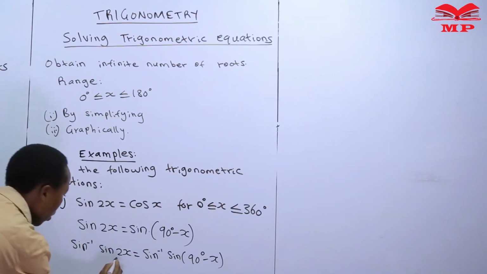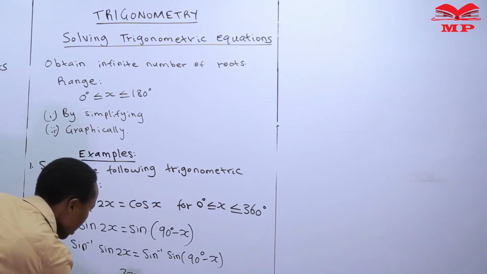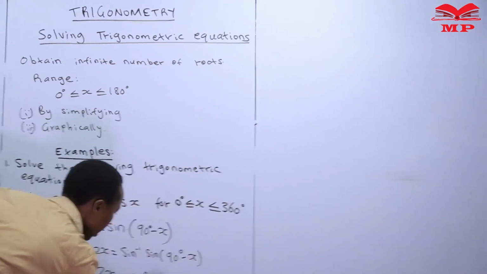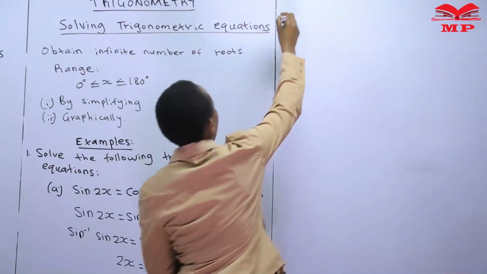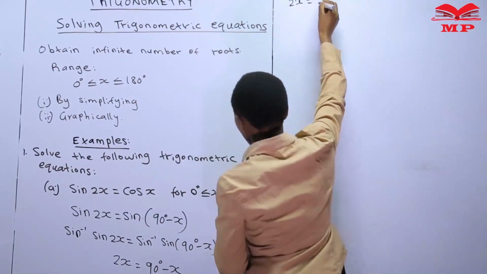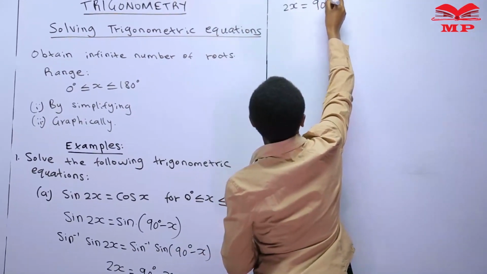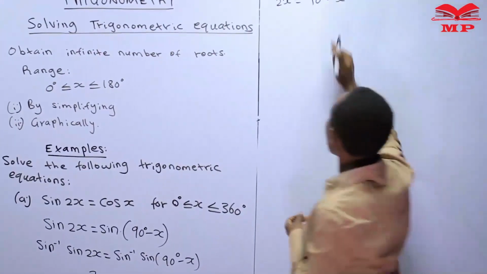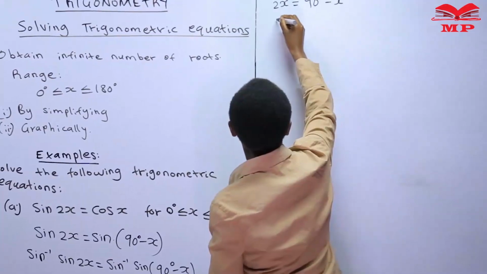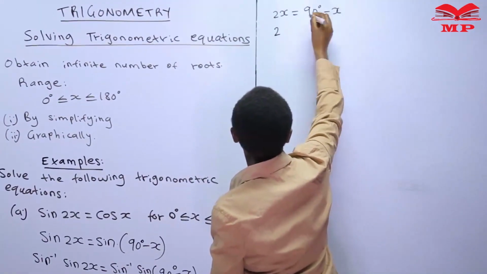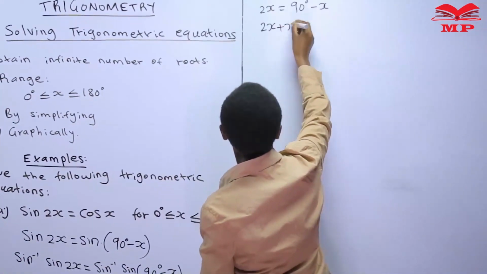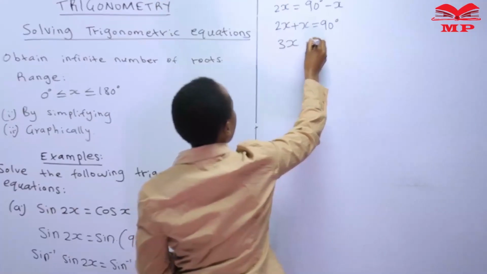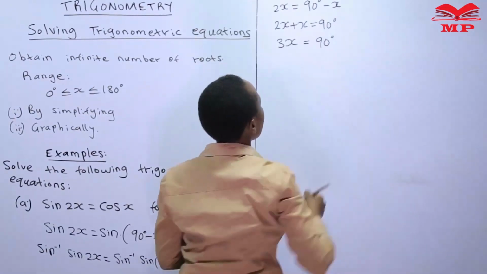So when we have that, we get 2x is equal to 90 degrees minus x. We want to find the value of x, so we can bring the like terms together. We'll have 2x plus x is equal to 90 degrees. So we'll have 3x is equal to 90 degrees.